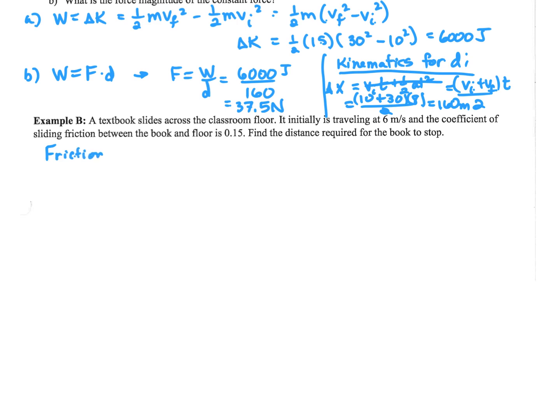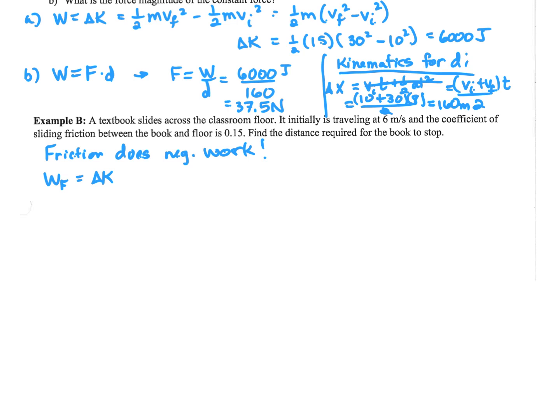Okay, so what do we know here? Work due to friction is going to be equal to the change in kinetic energy. All right, well, what is the work due to friction? The change in kinetic energy is going to be 1/2 the mass, if you remember, and we said it was V final squared minus V initial squared.